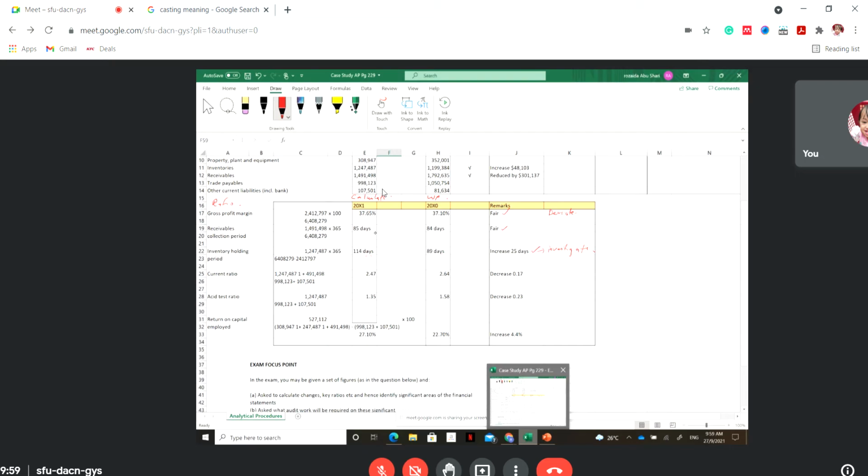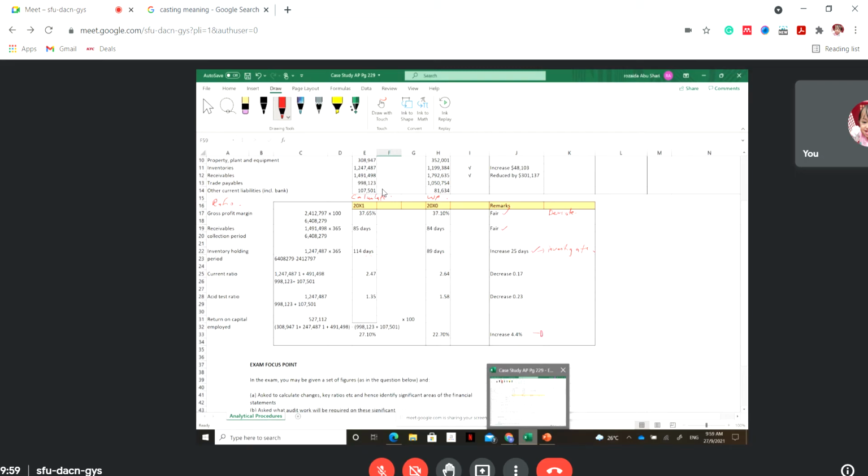Then for the current ratio, it decreased by 0.7, which actually does not have much impact. The acid test ratio also does not have much impact. And return on capital employed went from 27 to 21. So this is also a huge effect.